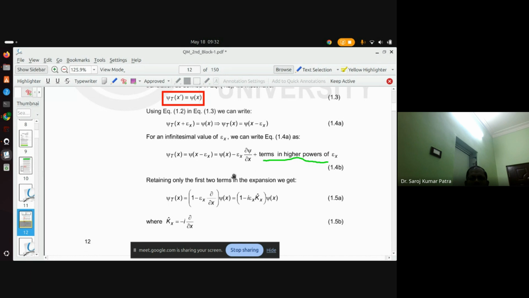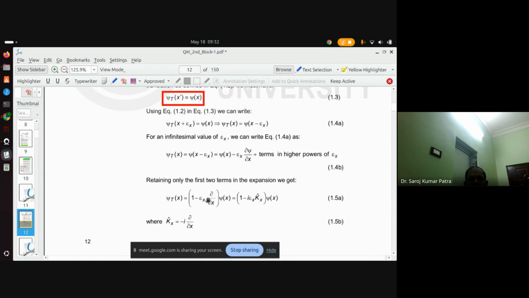This part we are neglecting. So then, retaining only the first two terms in the expansion, psi t(x) will be equal to how much? If we look here, psi t(x) will be equal to psi(x) minus epsilon x del psi by del x. So that's what is done. Take psi(x) common. Then it will be 1 minus epsilon x del psi by del x.